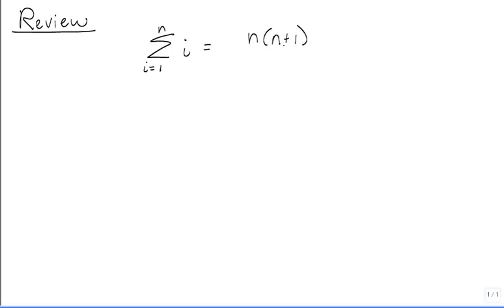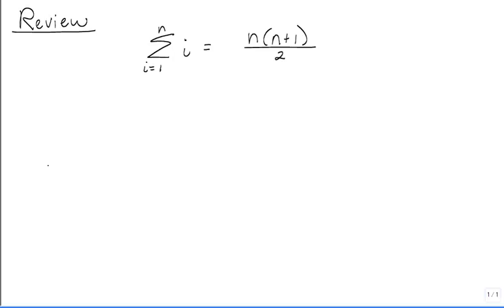Okay, first let me review some formulas. When you want to add up numbers from 1 to n, the sum is going to be n times n plus 1 over 2.